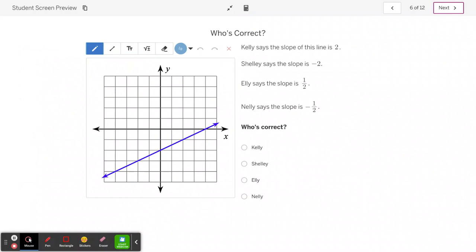Same thing. Pick who's right. Kelly says the slope is 2. Shelly says negative 2. Ellie says 1/2. And Nellie says negative 1/2.